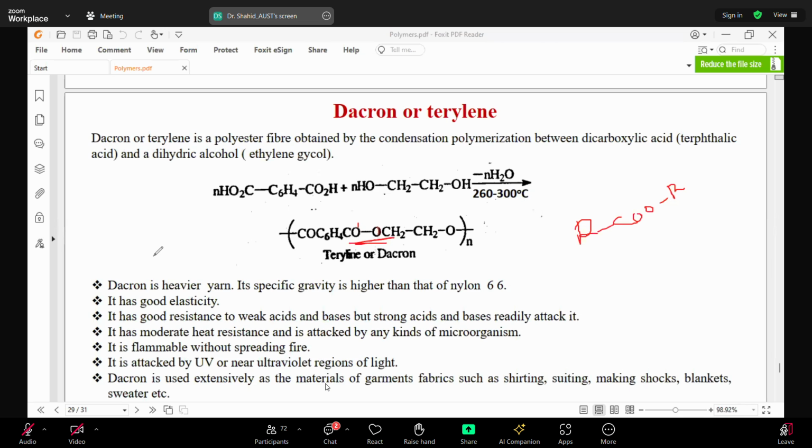That means the skeleton structure, the main structure of Dacron, contains which group? Please respond. Which group? Ester group, RCOOR. That means this part is COOR. Okay, understand? Yes, sir. Okay. Now, Dacron.